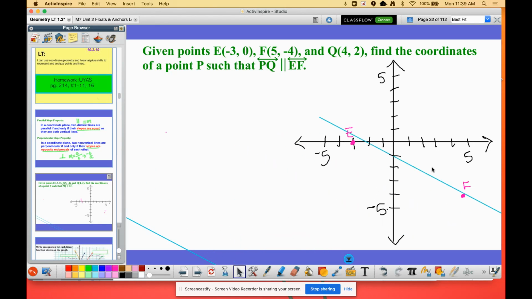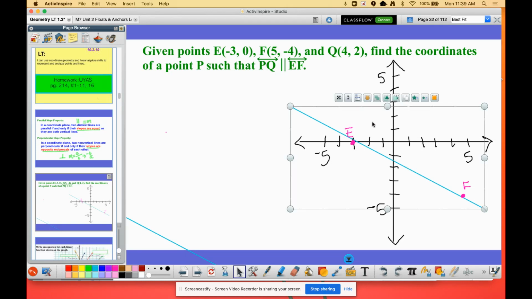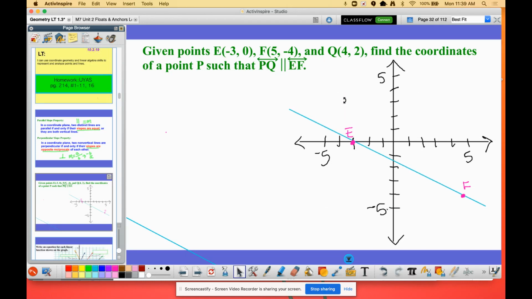And you can go ahead and connect those. I have a line here ready to go on that. Put arrows on the end of your line. Then we have point Q, which is 4, 2. So we go over 4 and go up 2. And here is point Q. Now we need to find the coordinates of point P so that line PQ is parallel to EF.